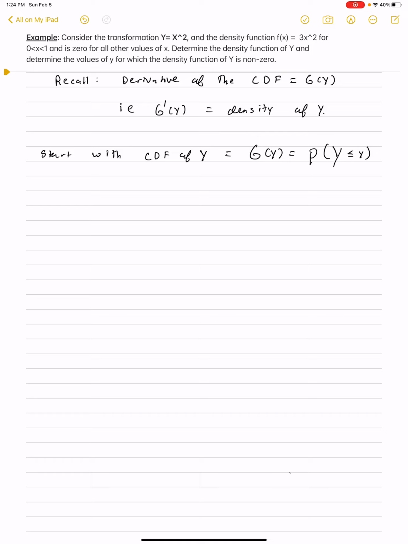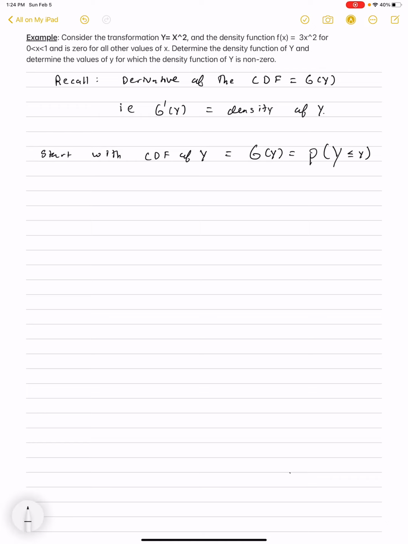This example has the same density function as another example. However, the only thing that's changed is the transformation y equals x squared. After all, how much could things change just by changing one little detail? Well, let's get started and find out.